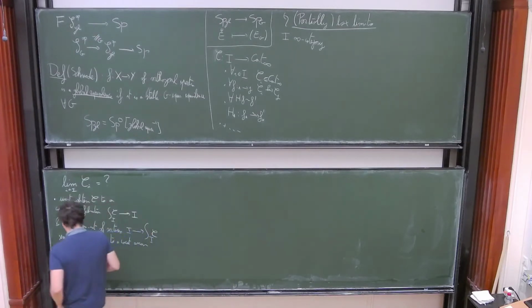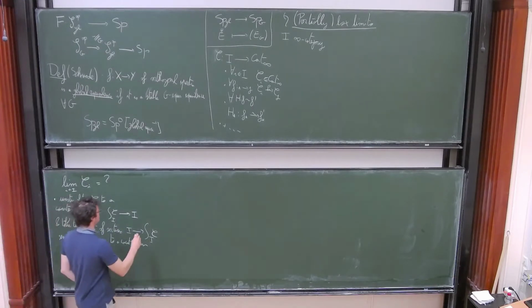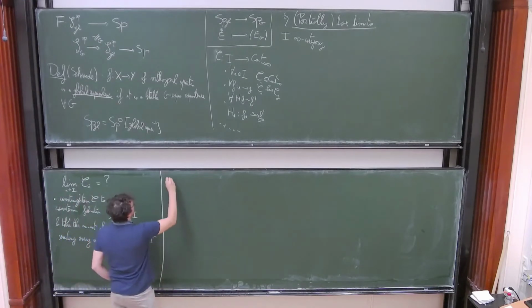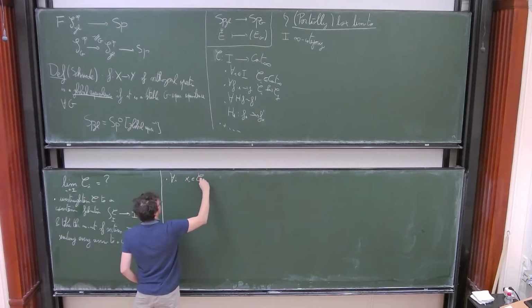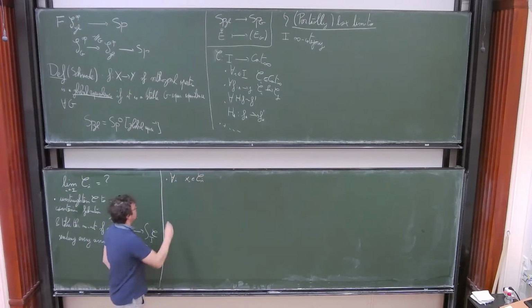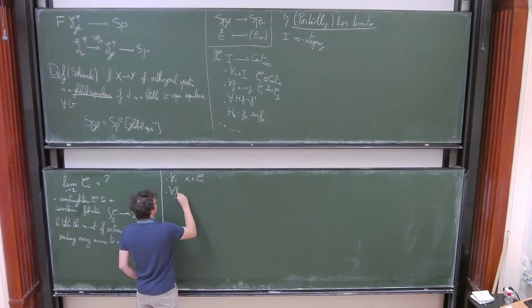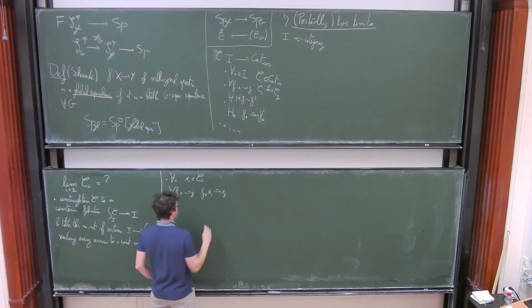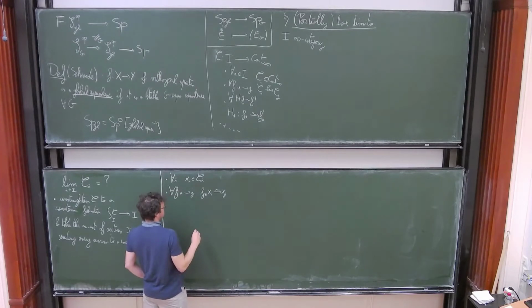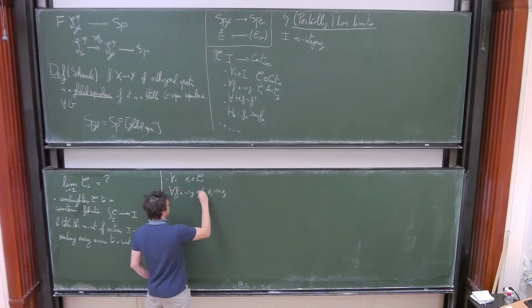Okay. And concretely, what does this mean? This means we have for every i an object x_i in C_i, and for every arrow f from i to j, we get a map, an equivalence, f lower star x_i to x_j. I think I'm going to call it epsilon f.